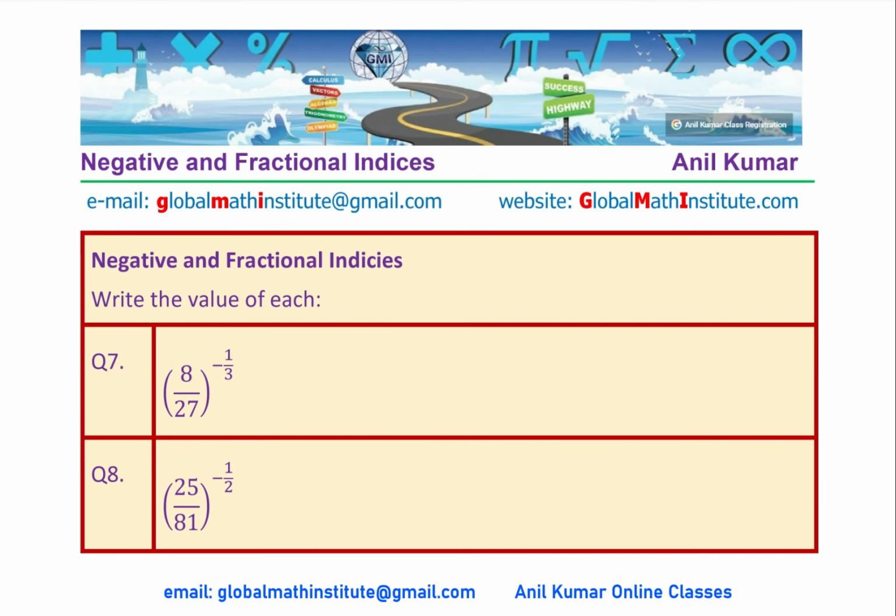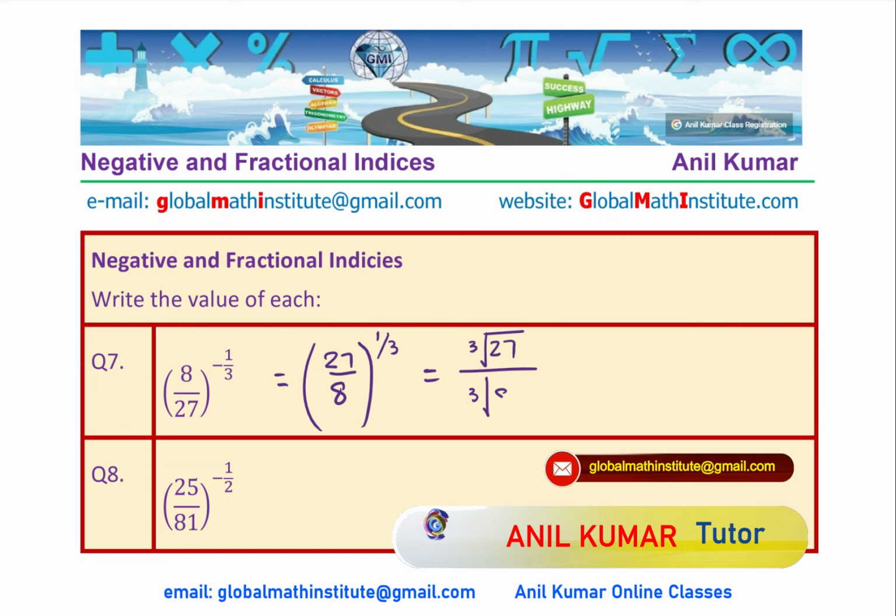Let's do the next two. Now we have involved fractions inside. So we're looking into negative fractional indices on fractions, correct? 8 over 27 to the power of minus 1 over 3. First step, flip it. So we have 27 over 8. We have taken care of negative, so I'm only writing the cube root, 1 over 3. Makes sense? So you now write cube root of 27 and cube root of 8. Cube root of 27 is 3 and that of 8 is 2. So your answer is 3 by 2.